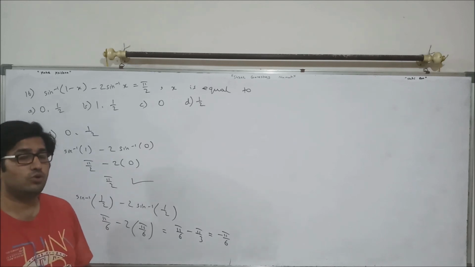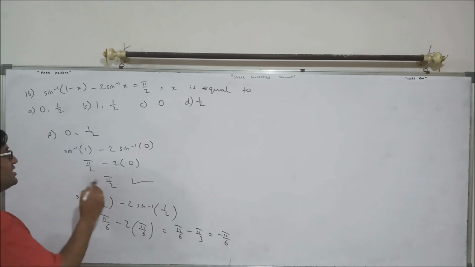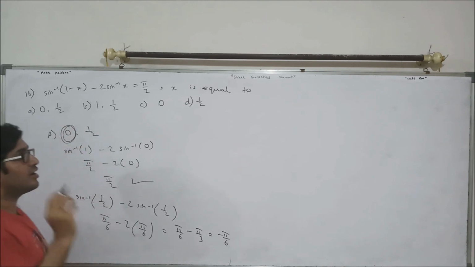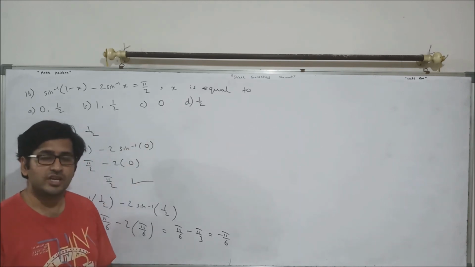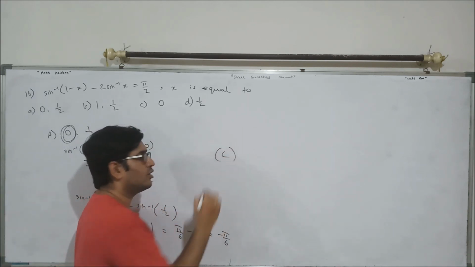But students, if you go the smart way, 0 was satisfying. So 0 is a valid answer. Look, 0 alone is present in option number C. So option number C is your answer. No need to verify the other options.